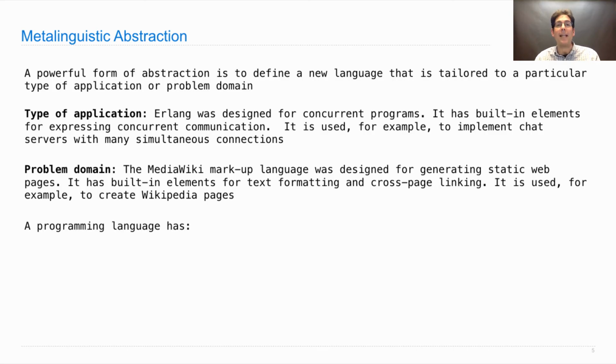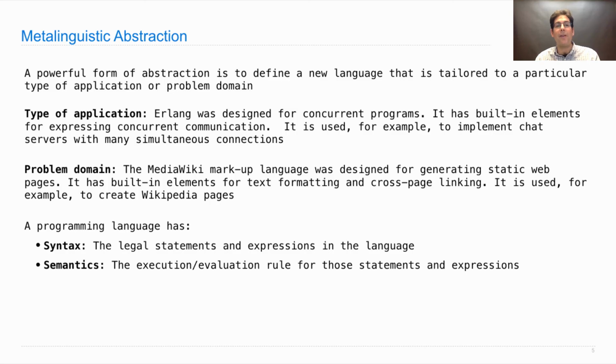A programming language has a syntax, which is the description of all legal statements and expressions in the language. So that's the form of the language. And then also the semantics, which is the execution or evaluation rules for all of those statements and expressions, the meaning of the language. And these two together give you a programming language.